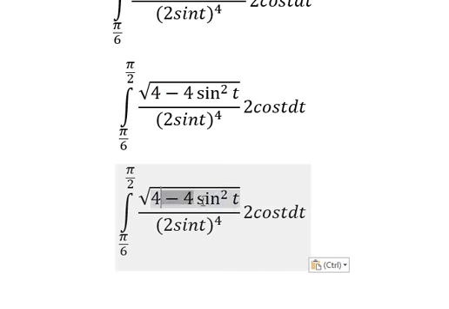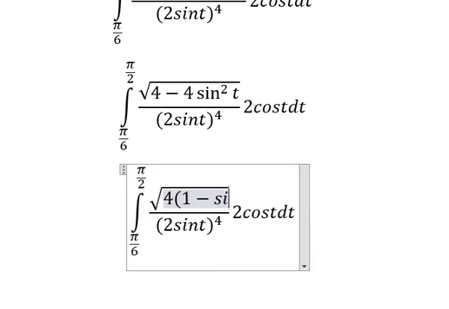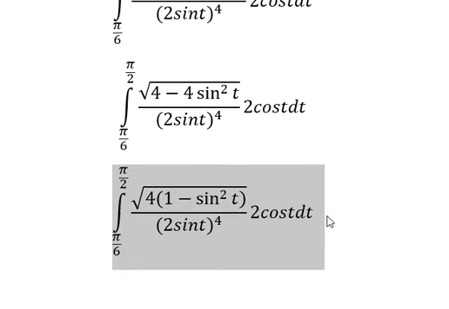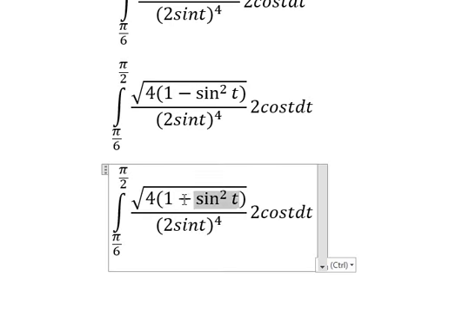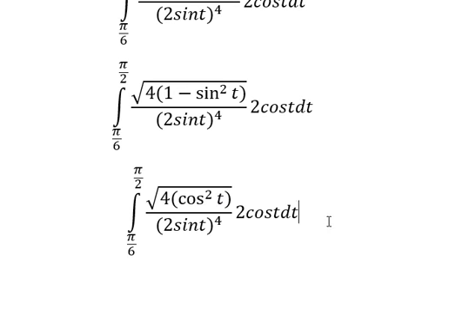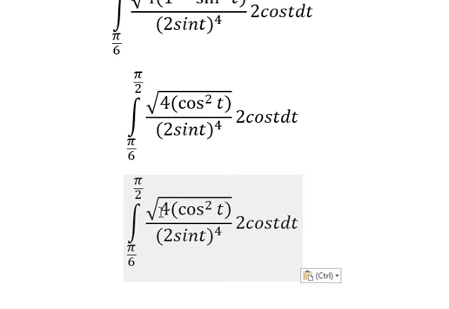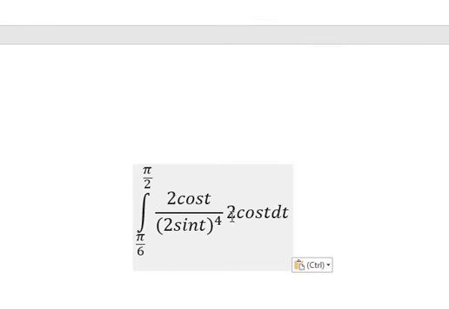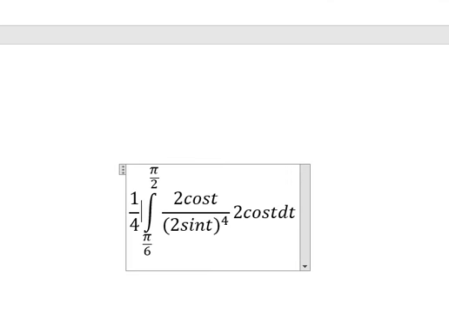Number 4, we can do by factorization. This one we change for cosine t square. The square root of this one, we have 2 cosine t. Number 2 multiplied by 2 divided by 2 to the power of 4, we have 1 over 4. Cosine t, we have cosine t square.